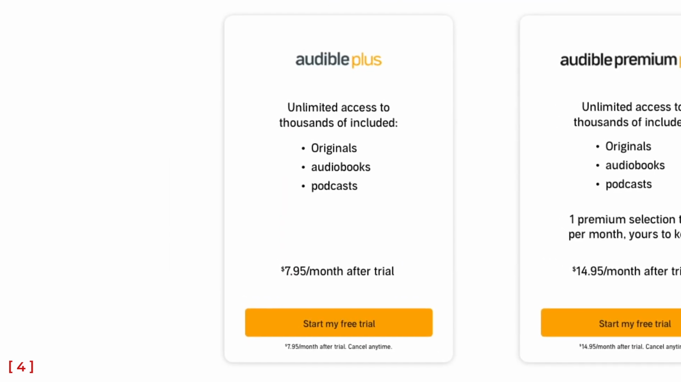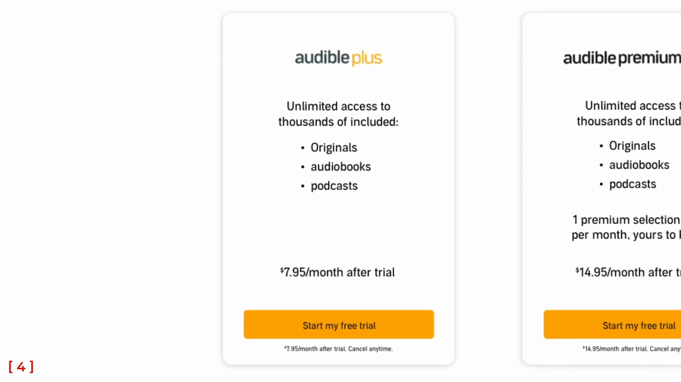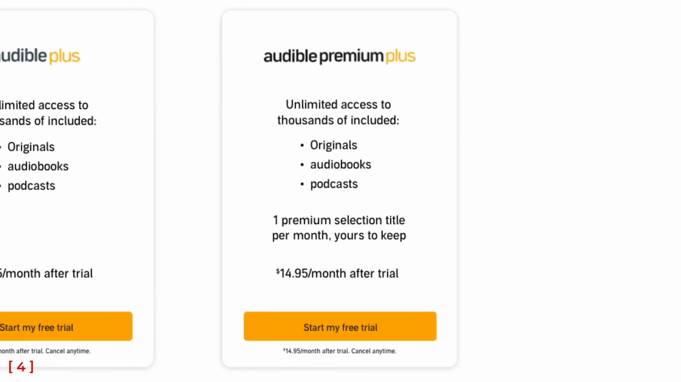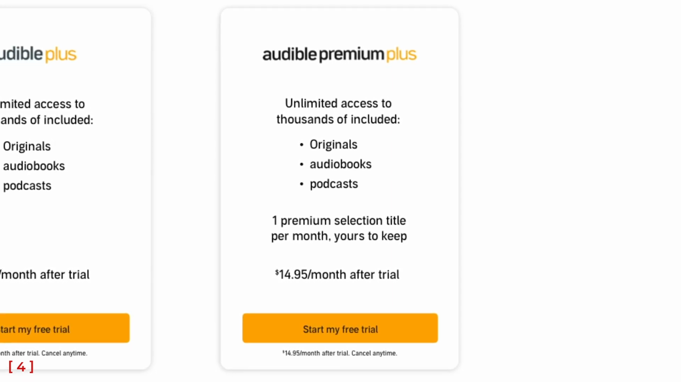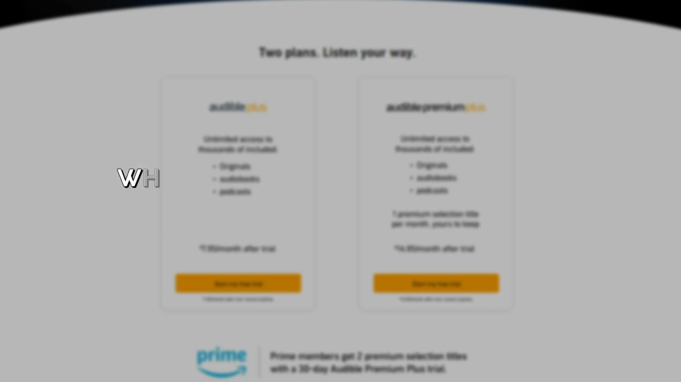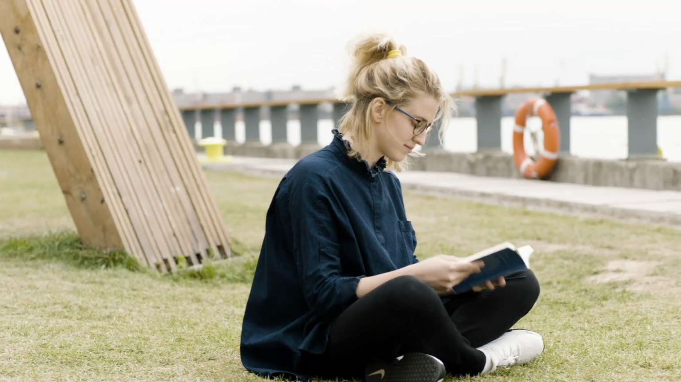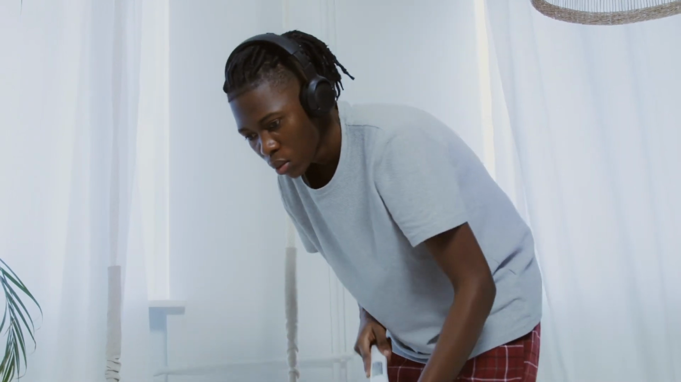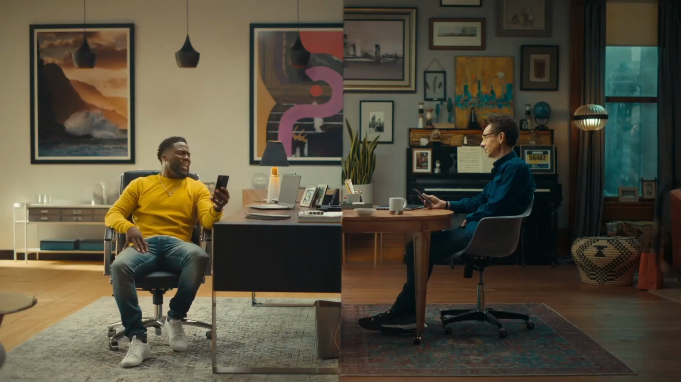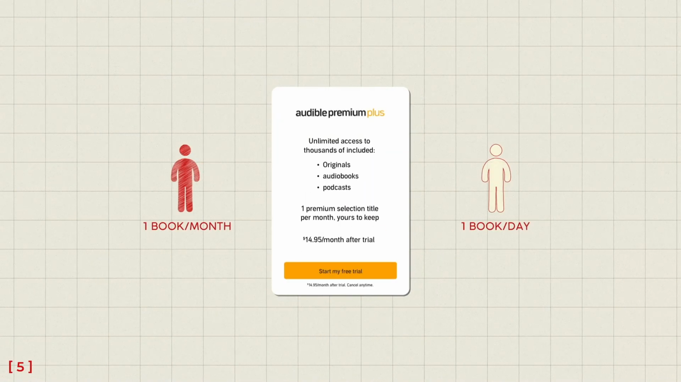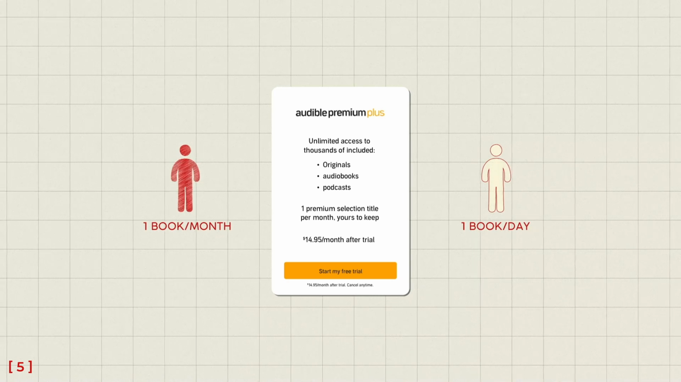One gives unlimited access to a small selection of audiobooks, and another tier gives one free audiobook a month from their extended collection. But what if you want to read more than one book a month? Yes, there are different types of readers, or listeners. Some can barely finish a book in a month, while others will devour a book in a day. Asking both groups to pay the same subscription fee is not fair to customers or the business.